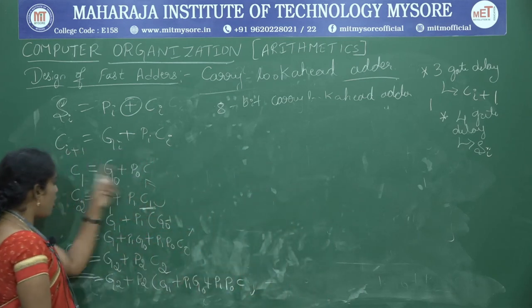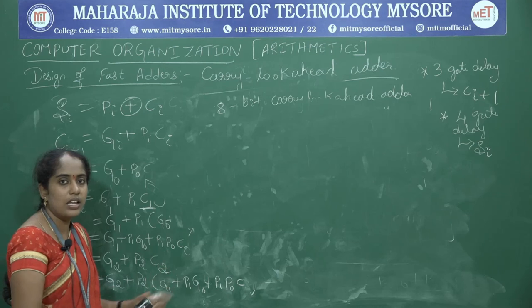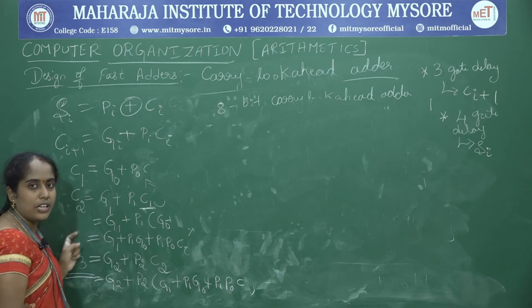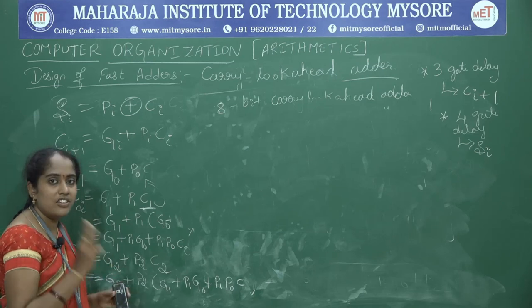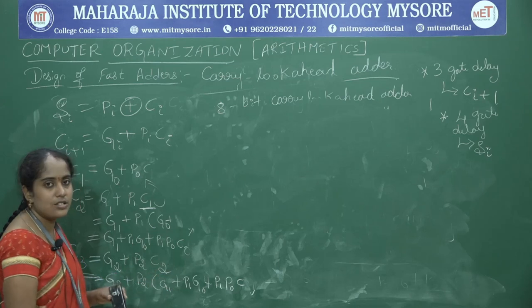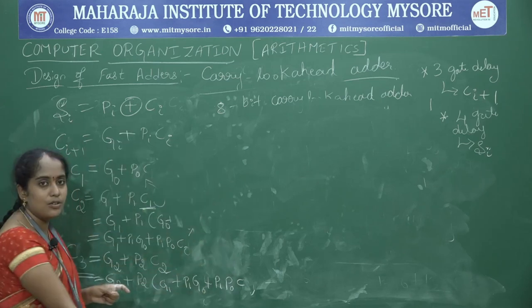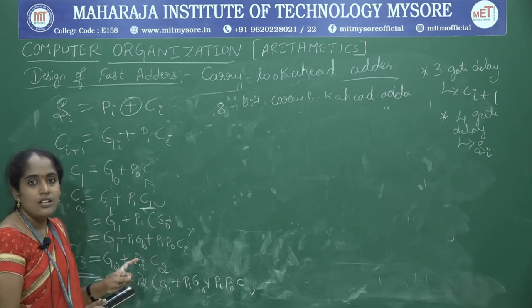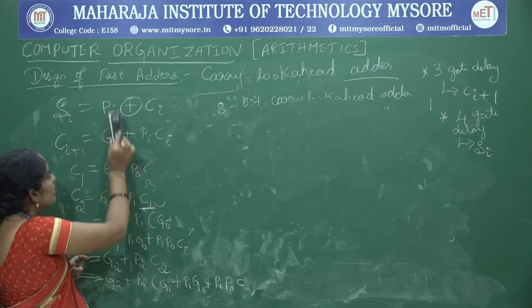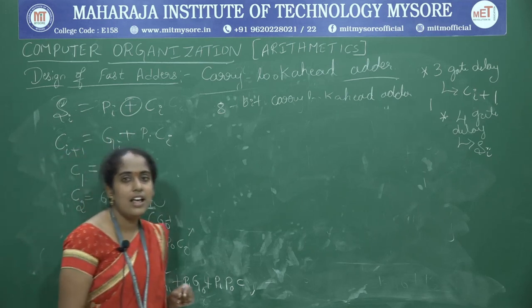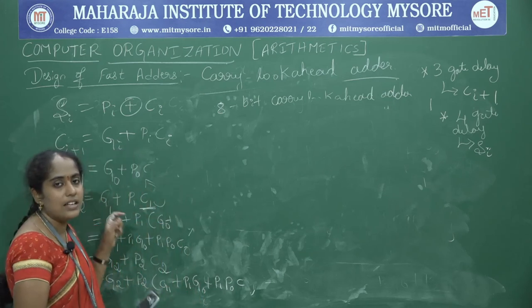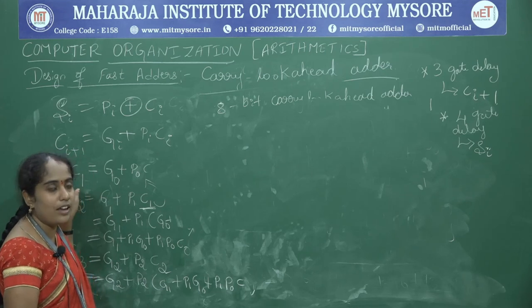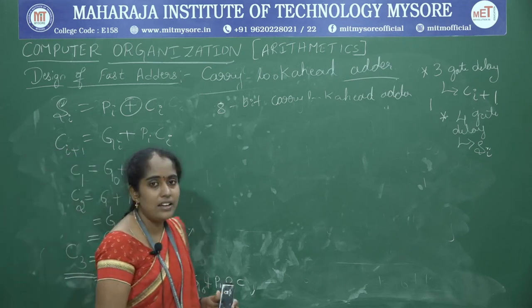To perform all these operations it requires only 3 gate delays for the carry, and 4 gate delays to get the Si value in all the stages. It is the total delay. So in the carry look ahead adder we need only 7 gate delays to get the final Si and Ci plus 1 value. Now, the 8-bit carry look ahead adder.